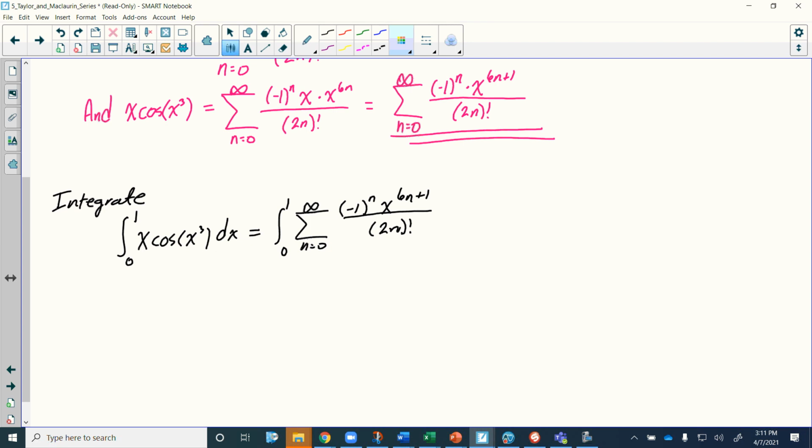Okay, so take the antiderivative of what we have, and I'm going to wind up with my series n equals 0 to infinity of negative 1 to the power of n, and adding 1 to the exponent value of the x is going to give me 6n plus 2 over, and we still have the 2n factorial in the bottom, but we also have to multiply by the reciprocal of the exponent on the x, which would just be the same thing as dividing by 6n plus 2. And we're evaluating it from 0 to 1.